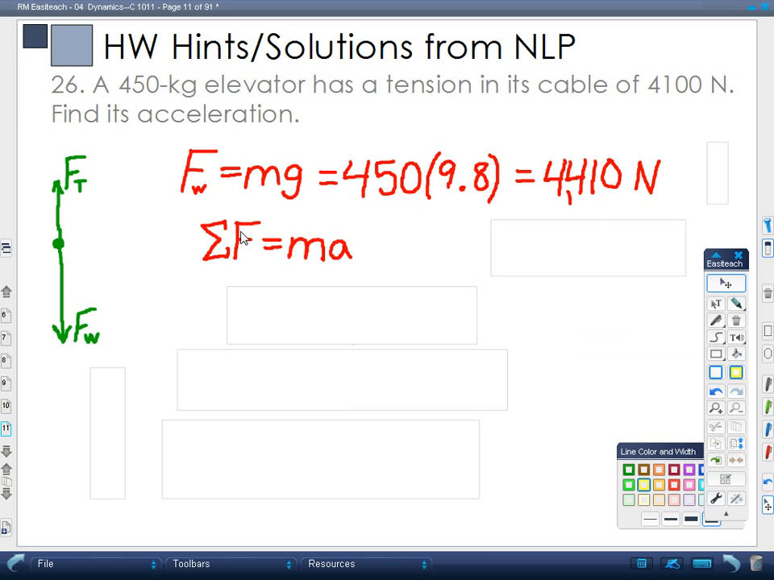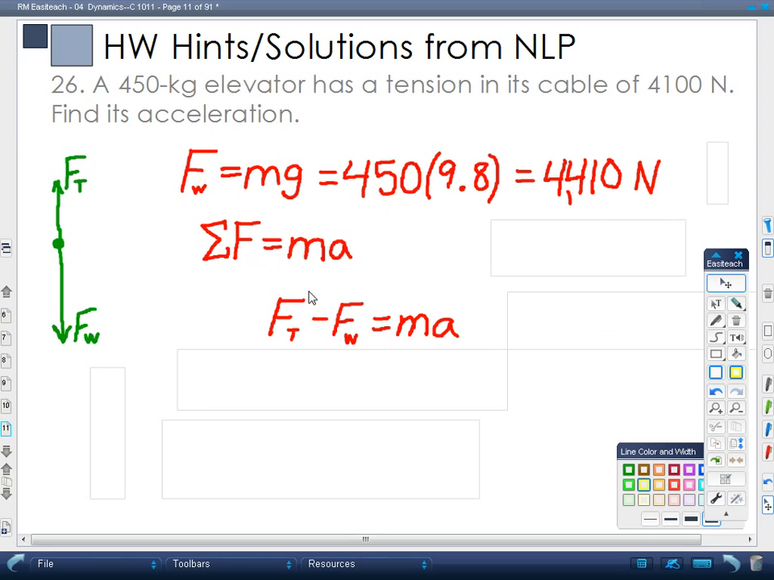To figure out that acceleration, now I look at sigma F equals ma. And you can also write F net equals ma if you want. Sorry about the writing looking a little funky, by the way, because I'm doing this on a writing tablet at home. F net just means look at all the forces, so I do tension minus force W.